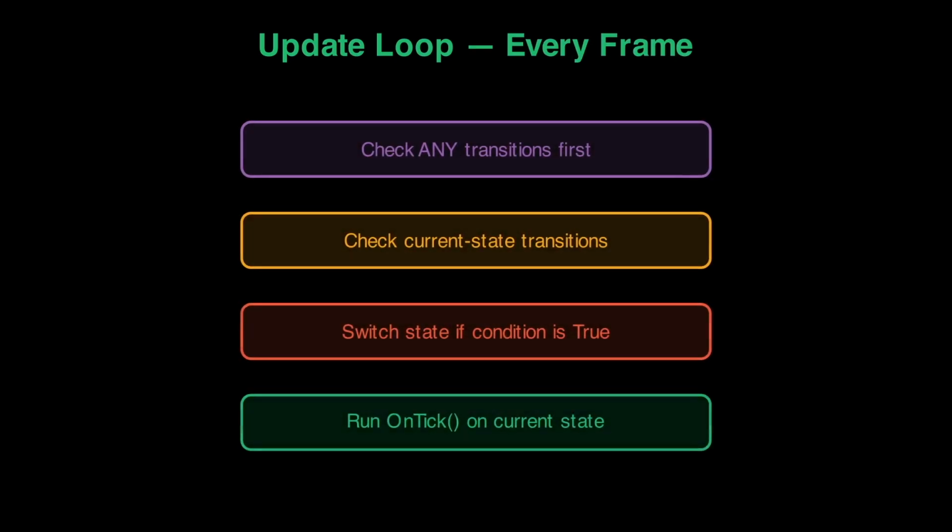In the main loop, every update or frame, the state machine follows the same process. 1. Check if any transition is triggered. 2. Change state if needed. 3. Run OnTick on the current state. The any transitions are checked first. If not valid, then we check transitions from the current state.